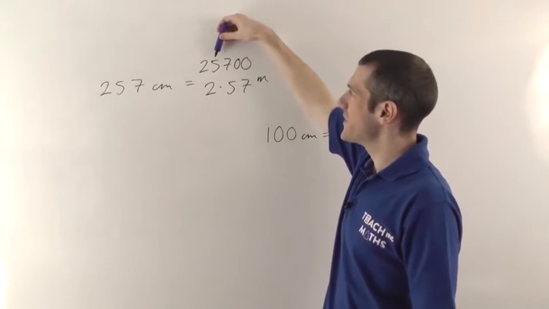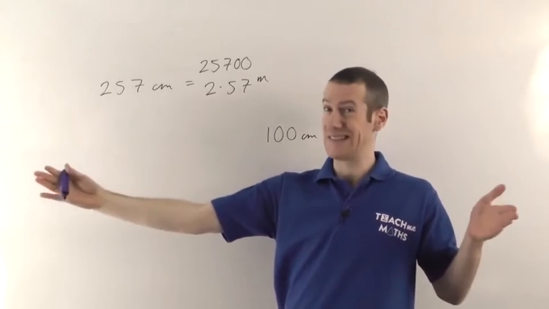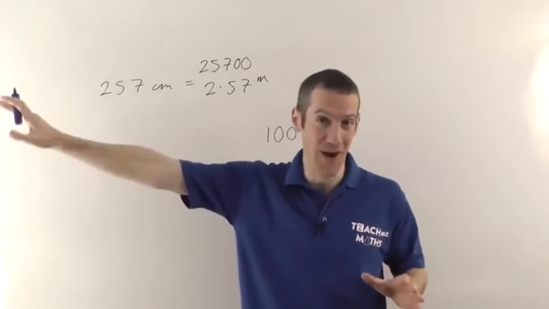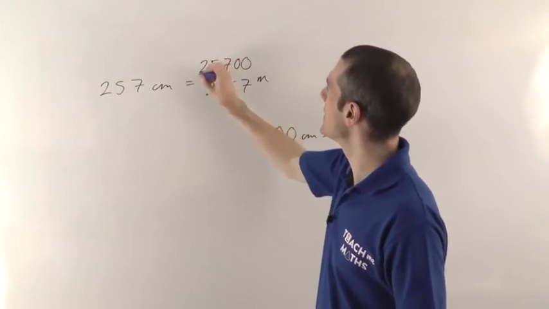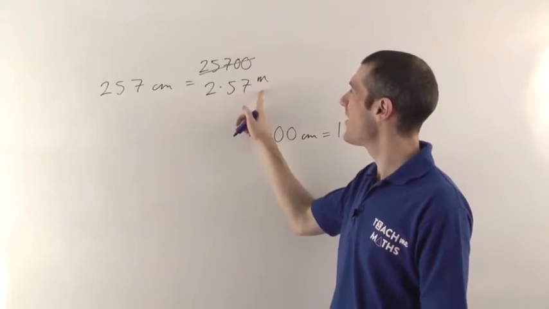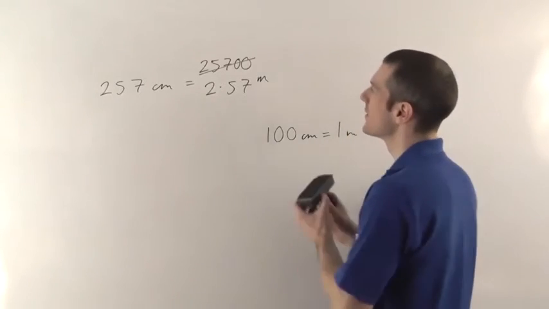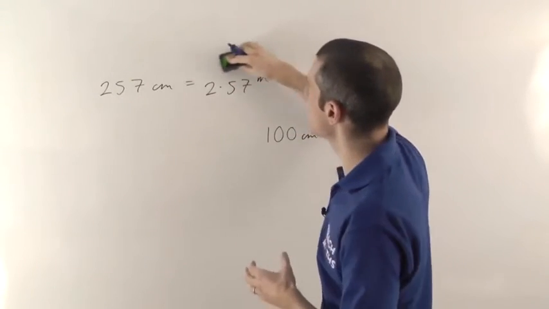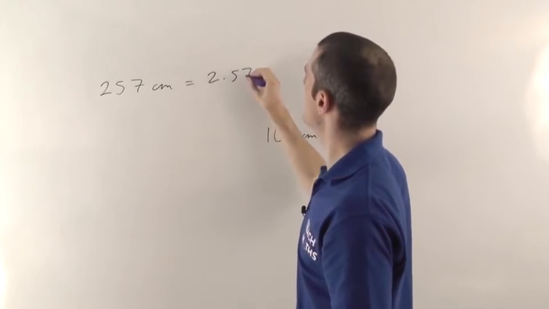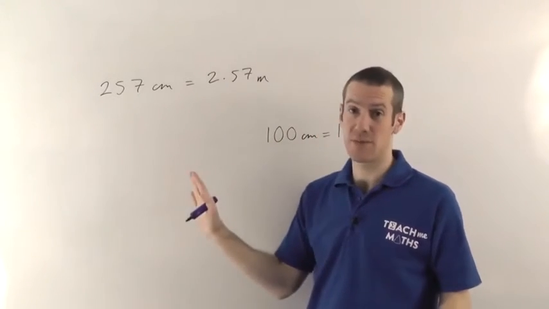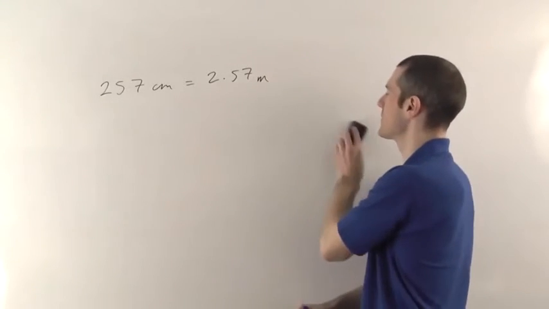So is the answer going to be 25,700 meters? 25,000 of those? Don't think so. That's like way off the planet's surface and into space probably. So it's definitely not that one. 2.5 meters-ish? Yeah, that sounds about right. So with your common sense, you can realise that that is completely daft. There's no way that's going to be right. And so the answer is 2.57 meters. So that's the common sense approach. You just work them both out and decide which one sounds best. Let me show you another example.